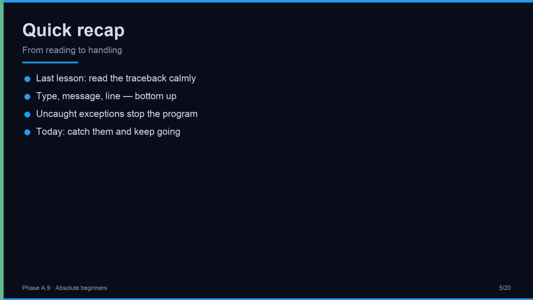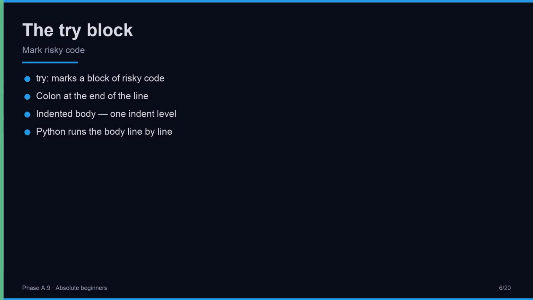Today we take the next step. Instead of letting the exception stop the program, we catch it. We tell Python, try this risky line, and if it fails, here is what to do instead. The program keeps running. The user never sees a crash. From reading to handling.